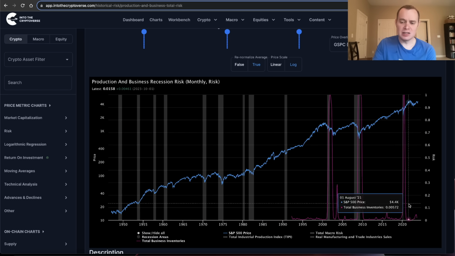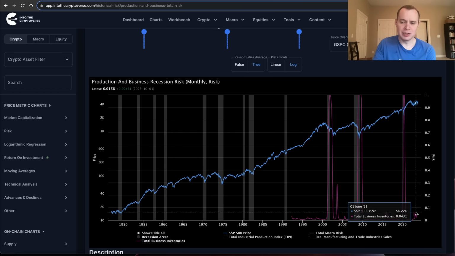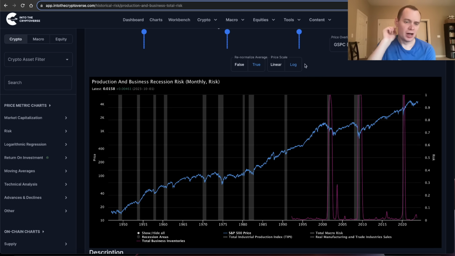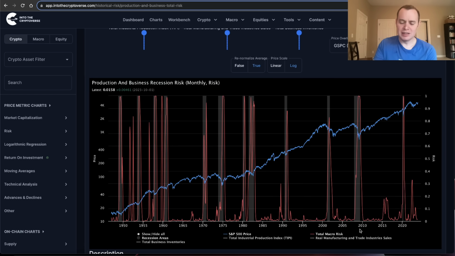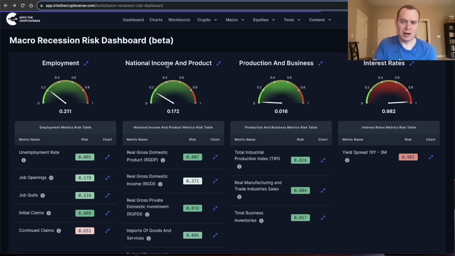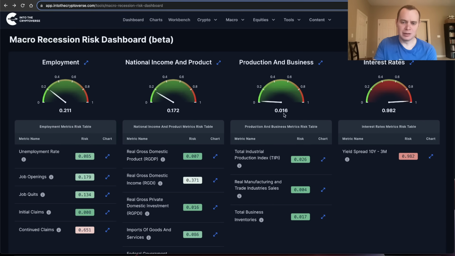Although I could see this one going up in the not so distant future, primarily because I think a lot of inventories got brought forward, and that was one of the reasons why GDP was so high in Q3. I think a lot of companies sort of brought that forward, and that might be something that's lacking in future reports. But again, the total macro risk on this one is actually relatively low, and it might be the lowest one. Yeah, you can see the risk is only 0.016.